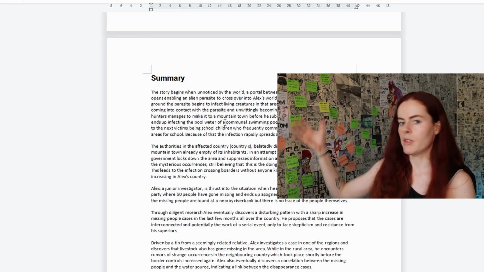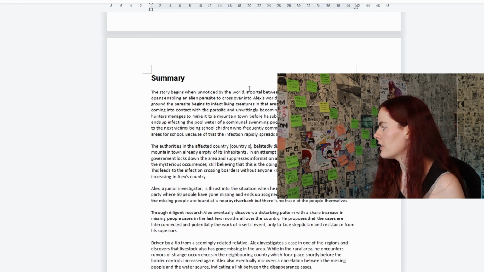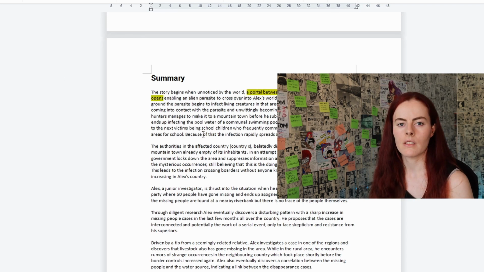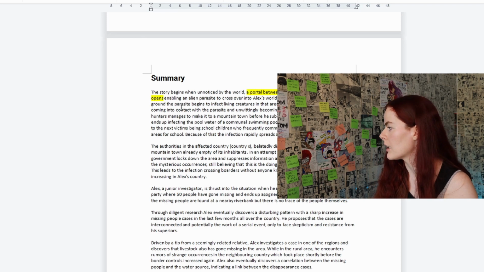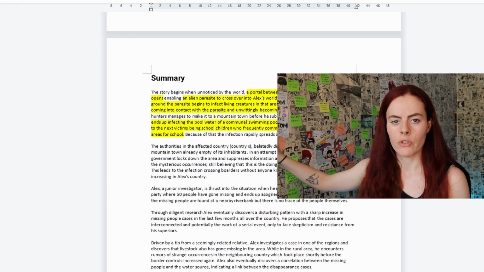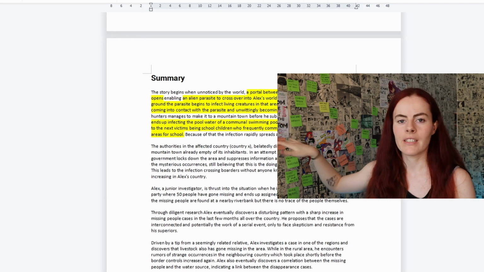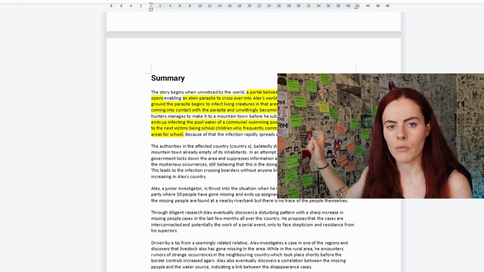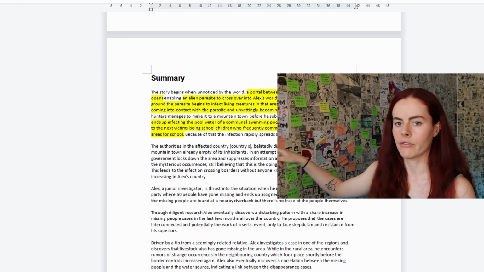So here is what I mean when I say what could be reveals, right? Starting with my summary. The first thing that I have is basically a portal between Alex's world and another world. So I'm going to highlight everything that could be a reveal in yellow, right? So just this first paragraph, for example, right? This contains a lot of key information that I would only reveal at the very end of the story, right?